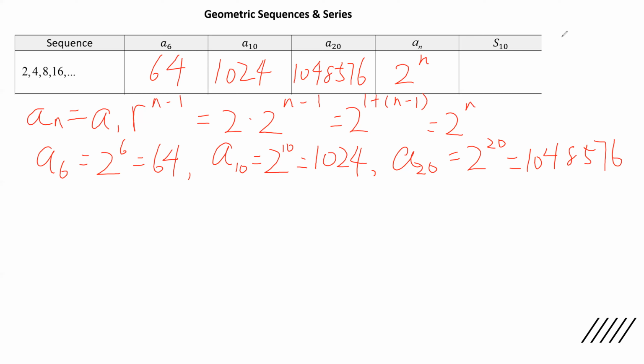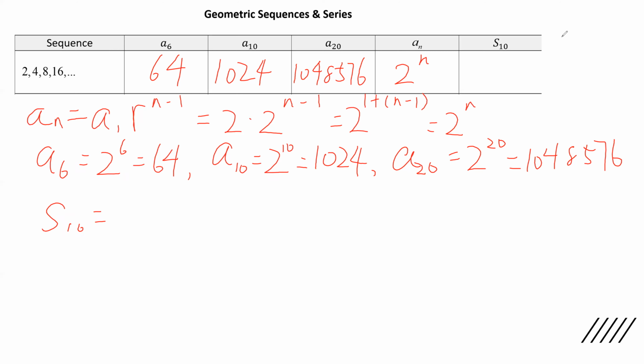Okay. Now we want to find sum sub 10. This means the sum of the first 10 terms of this geometric sequence. So how do we find this? Well, if we can find sum sub n, which is the sum of the first n terms, that would be helpful.